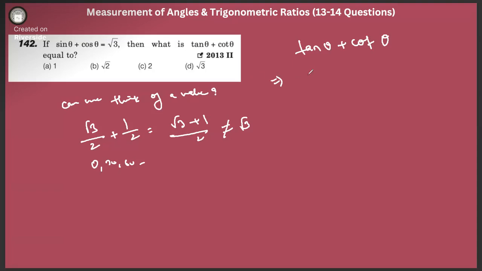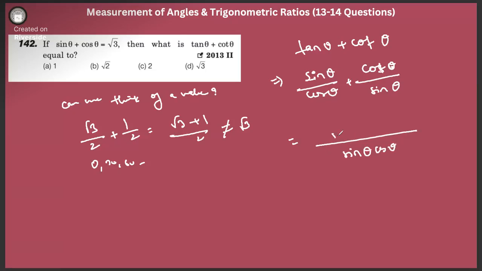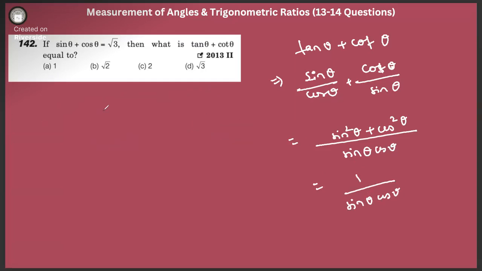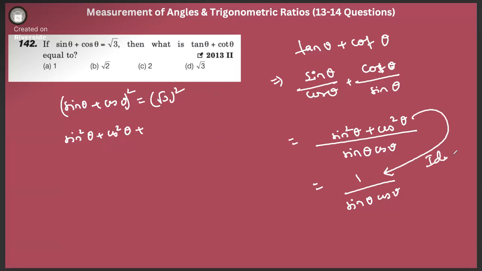So tan theta is sine theta by cos theta, and cot theta is cos theta divided by sine theta. If you do over here, what do we find? Sine square theta plus cos square theta over sine theta cos theta, which is 1 divided by sine theta cos theta. Now, as my friend says, whenever you see sine plus cos, you can try squaring it on both sides. Sine square theta plus cos square theta, from here to here, how have I moved? Identity, right?